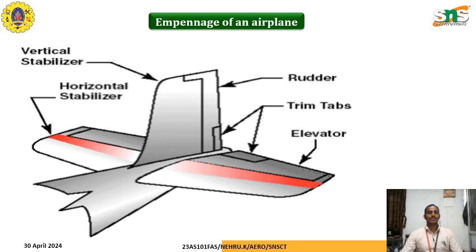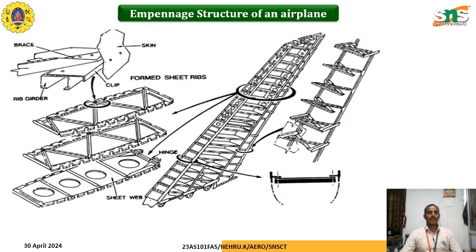So this picture shows the empennage of an airplane, which has a horizontal stabilizer and vertical stabilizer, and the other control surfaces like rudder, trim tab, and elevator located on the horizontal and vertical stabilizer. The empennage structure of an airplane has the skin, braces, rib, girders, clips, formers, hinges, and sheet metal in both the horizontal and vertical stabilizer.